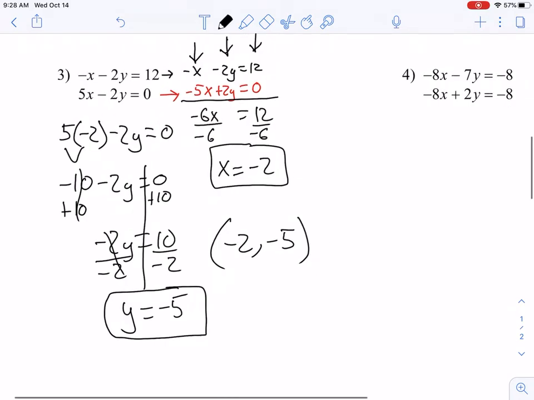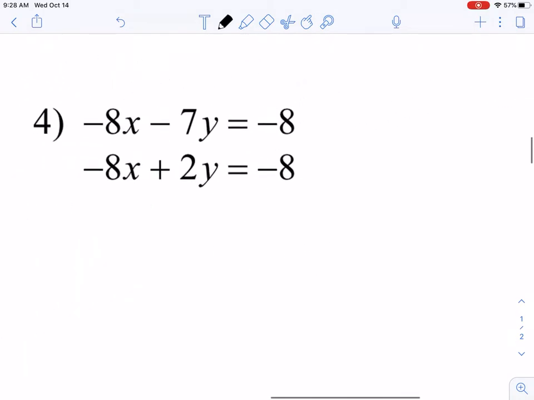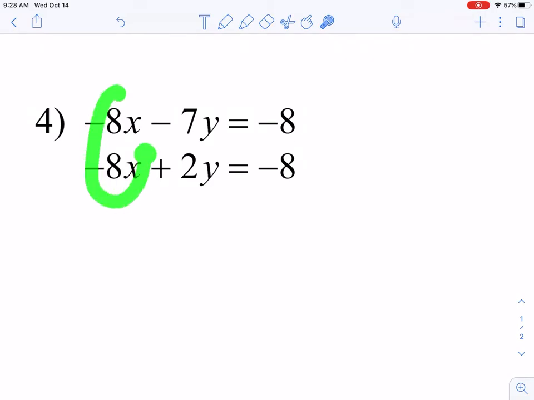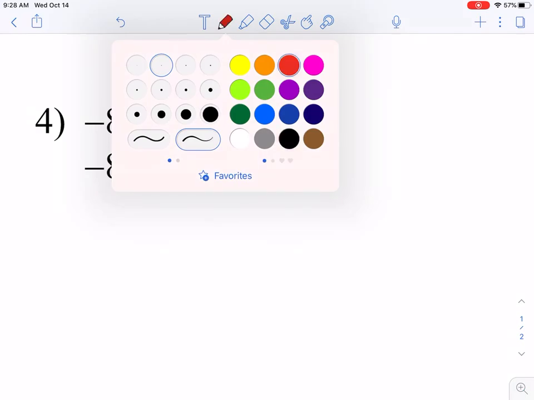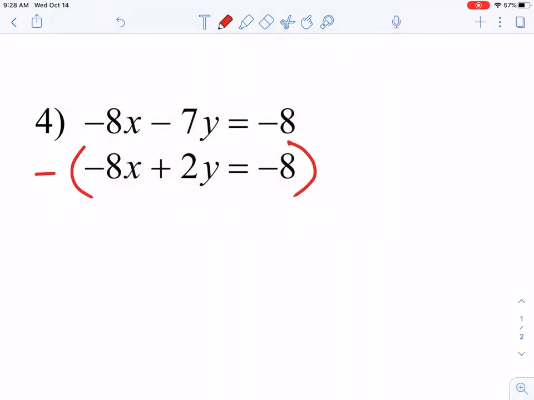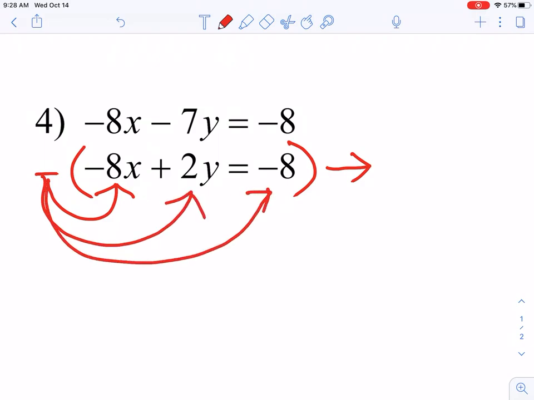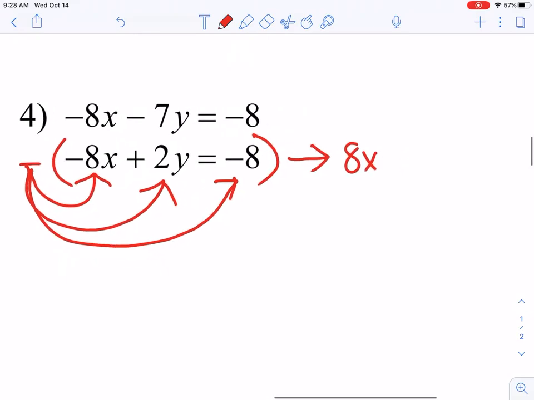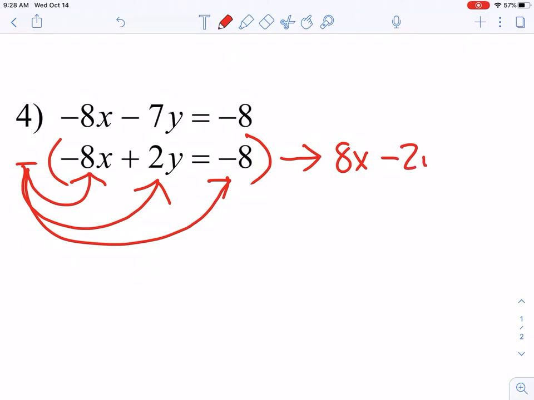All right, we're going to take a look at this one more time. My x's have the potential to cancel out, but they have the same sign. So I have to subtract my bottom equation from my top equation. I'll rewrite that over here. So when I subtract, it means I'm changing the sign of every term. So negative 8x is now a positive 8x. A positive 2y is now a negative 2y. And a negative 8 is now a positive 8.